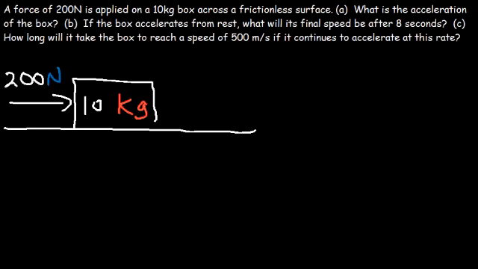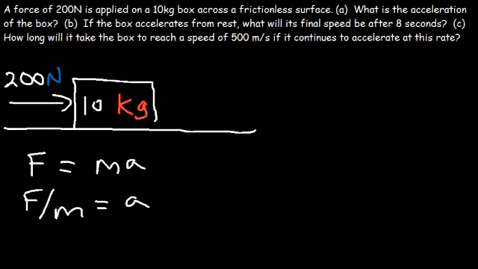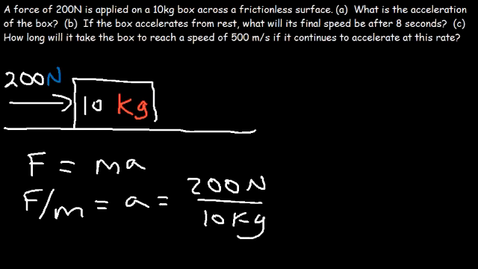So to calculate the acceleration, we can use this equation. F is equal to ma. So F divided by m is a. The force is 200 newtons. The mass is 10 kilograms. 200 divided by 10 will give us an acceleration of 20 meters per second squared.